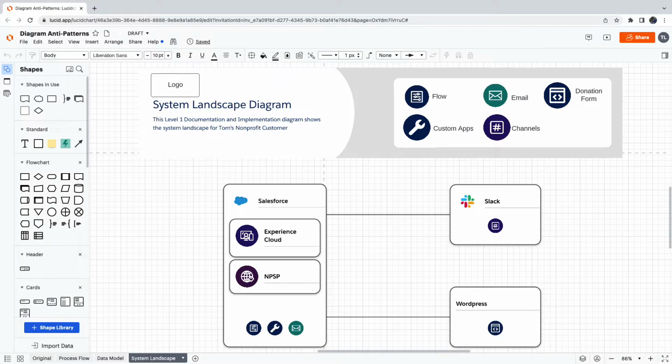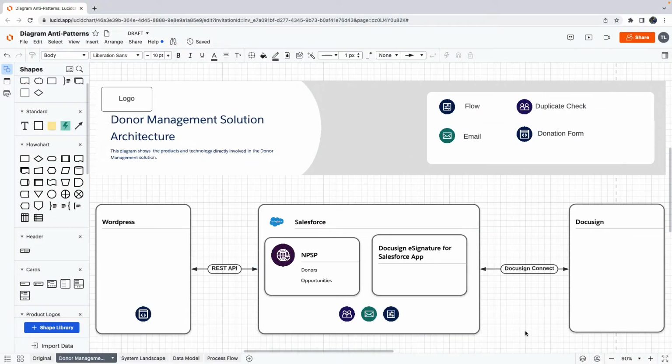If you saw the last couple videos in this series, you know that we started out with a system landscape diagram, which was a level 1. Then we zoomed in a little bit and created a level 2 diagram that showed a solution architecture. And now we're going to zoom in even further. Level 3 diagrams have even more granularity than level 2.